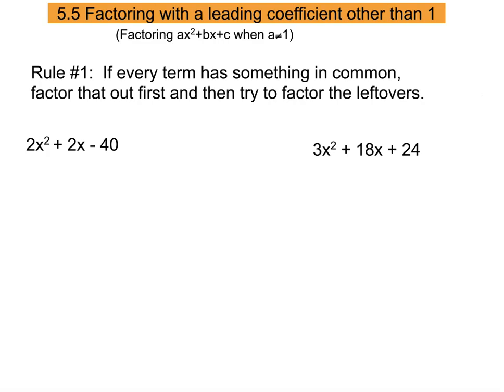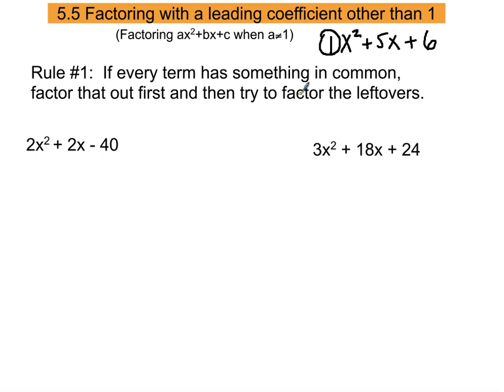Yesterday when we started factoring, we only had things like x squared plus 5x plus 6, let's say. We never had anything in front of the x squared. I mean, technically it was a 1 yesterday. Now, today, that will be something other than 1. And so factoring is a little bit different when that happens.